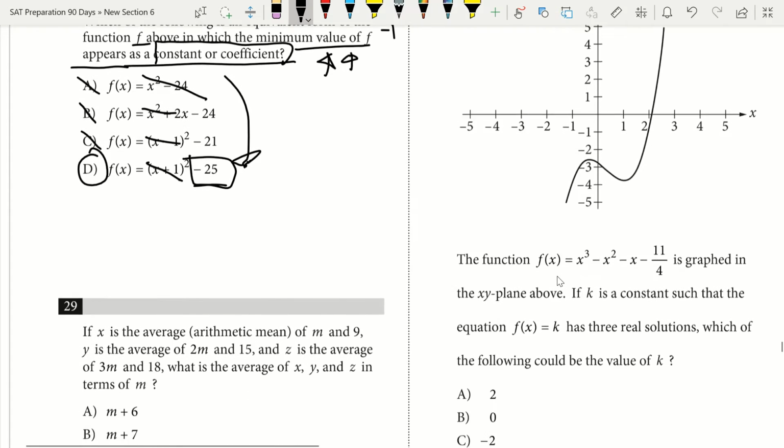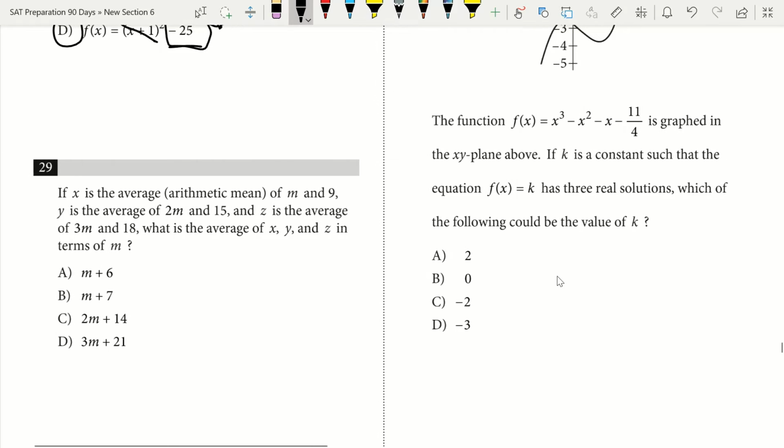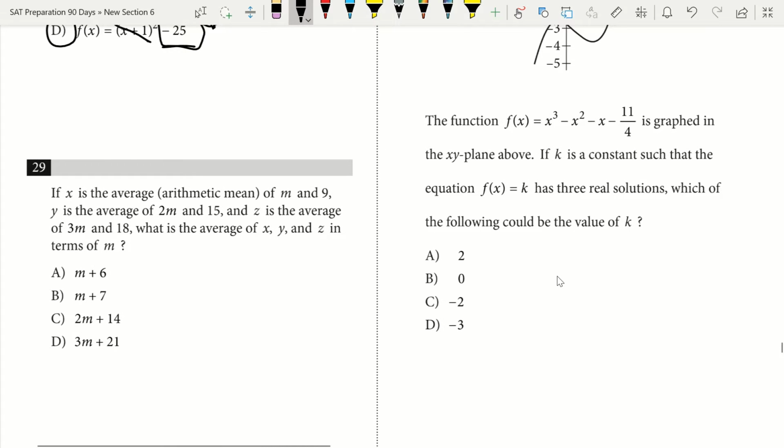All right, now we've got 29. If x is the average, the arithmetic mean of m and 9, y is the average of 2m and 15, and z is the average of 3m and 18, what is the average of x, y, and z in terms of m? All right, well, this means that we're going to have to sum our x, y, and z terms and then divide them by 3 since that's how many terms there are.